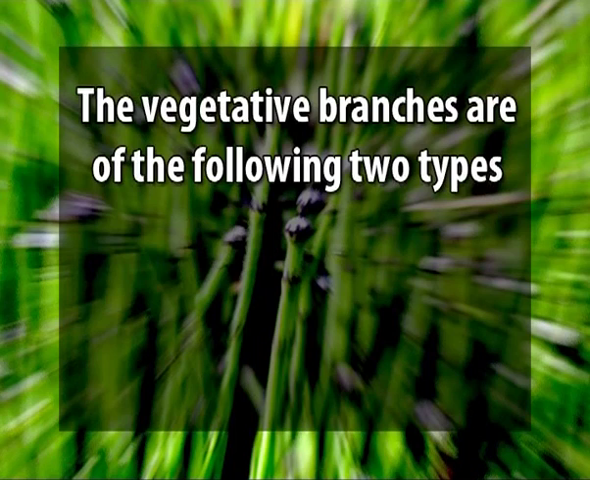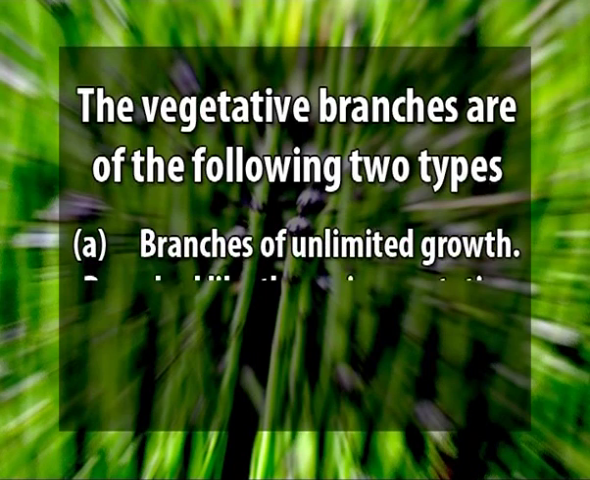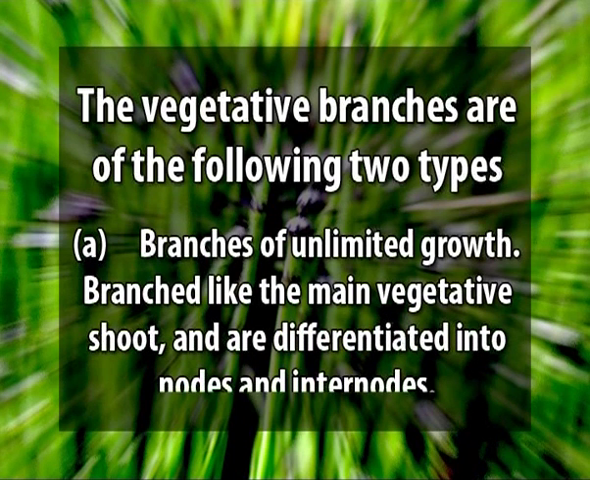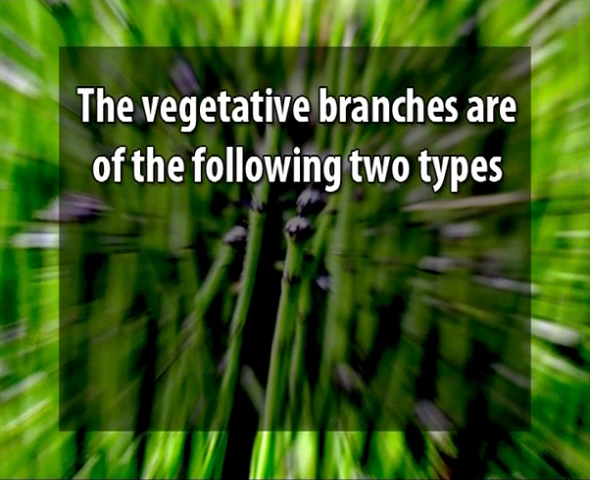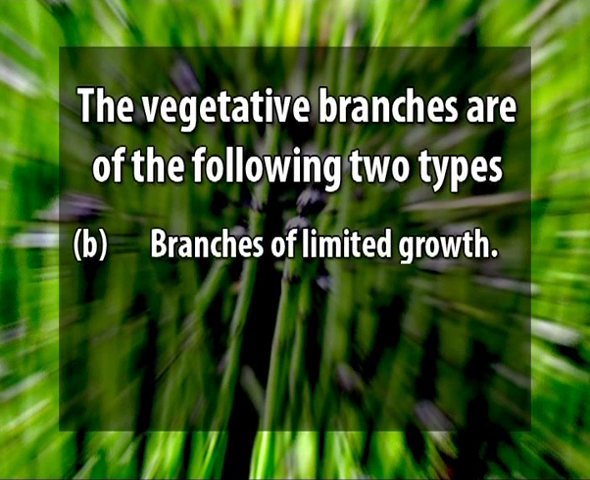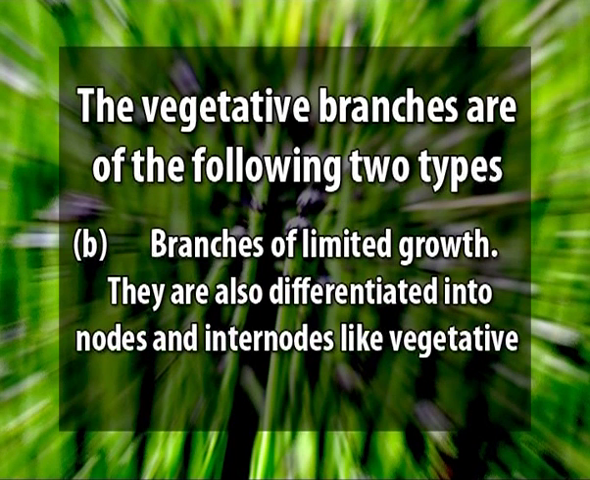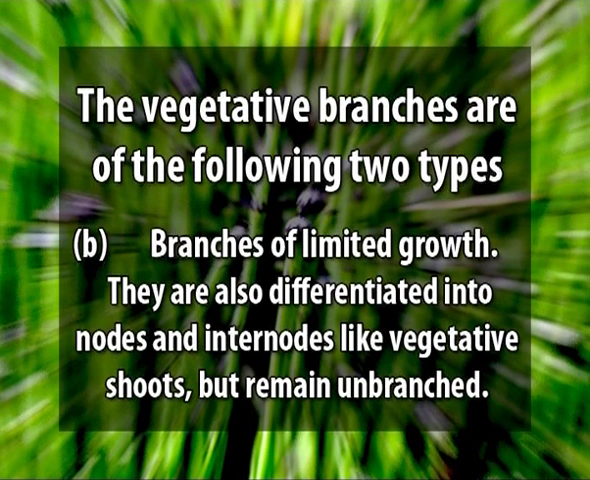The vegetative branches are of the following 2 types. First, branches of unlimited growth. They are further branched like the main vegetative shoot and are differentiated into nodes and internodes. Second, branches of limited growth. They are also differentiated into nodes and internodes like vegetative shoots, but remain unbranched.